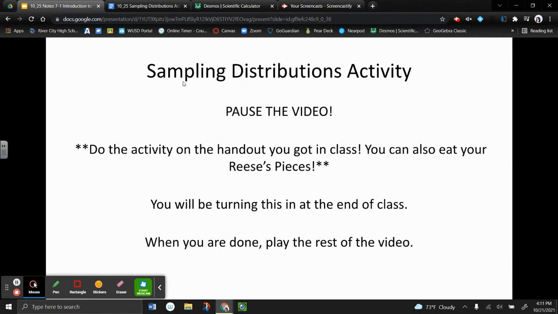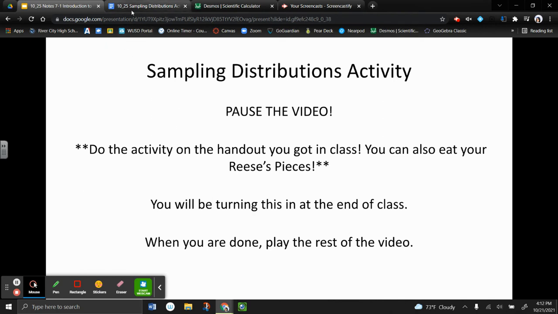Okay, so now you're going to pause the video. You're going to do the activity on the handout you got in class. You can also eat your Reese's Pieces during this activity since it involves Reese's Pieces. You are going to be turning in this worksheet at the end of class. When you are done, come back to this video and make sure you watch the rest.